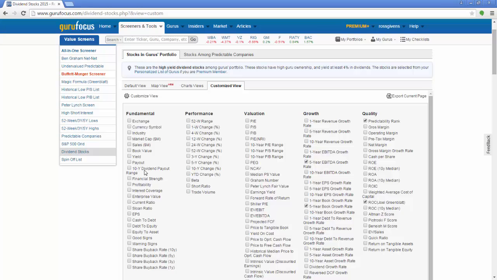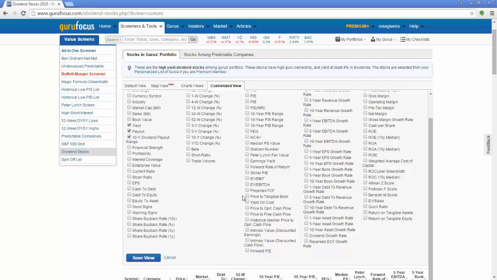And you can then select the 10-year dividend payout range, the yield, the payout over here on the left side under fundamental, about a third of the way down, and take off some of these others. You can select whatever it is you choose, but this will just clean it up a little bit.